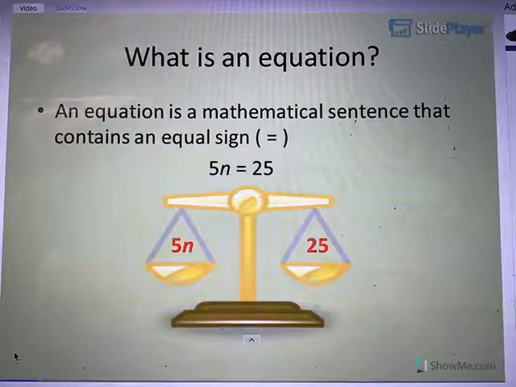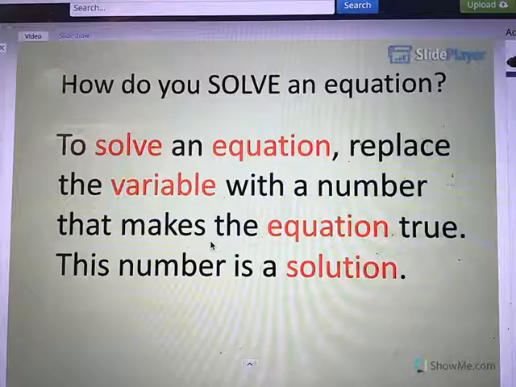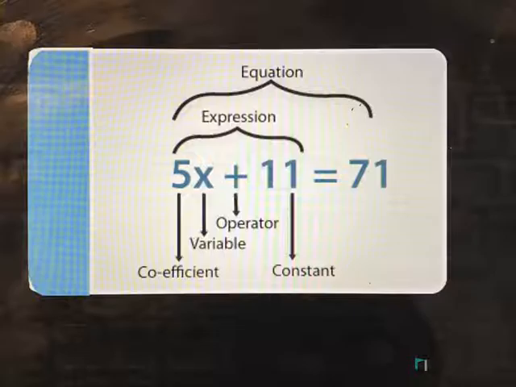All right, today we're going to be talking about equations and how to solve them. An equation is a mathematical sentence that contains an equal sign. So 5n equals 25. So how do you solve an equation? To solve an equation, replace a variable with a number that makes the equation true. This number is the solution. Now that's how you first start off, kind of like a guess and check. But we're going to teach you how to solve them algebraically.